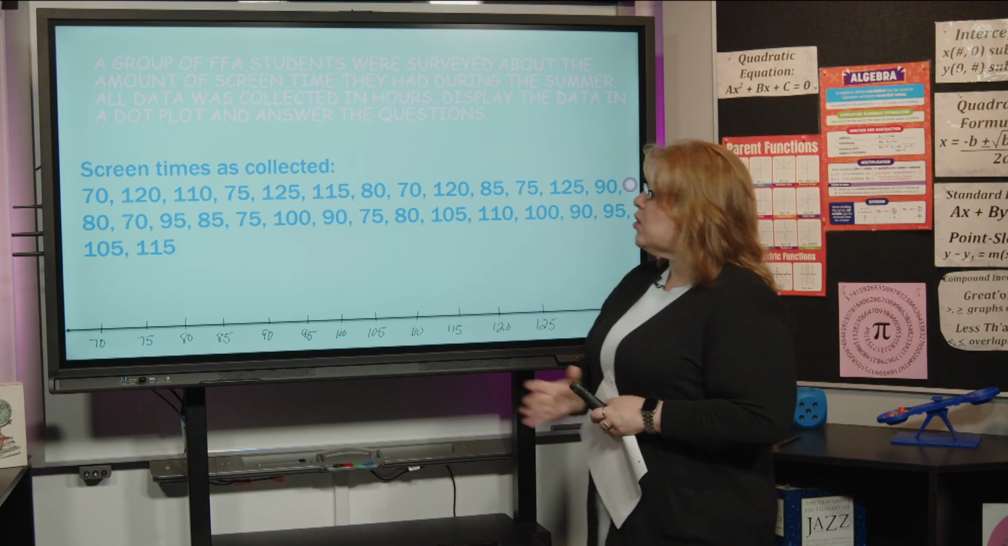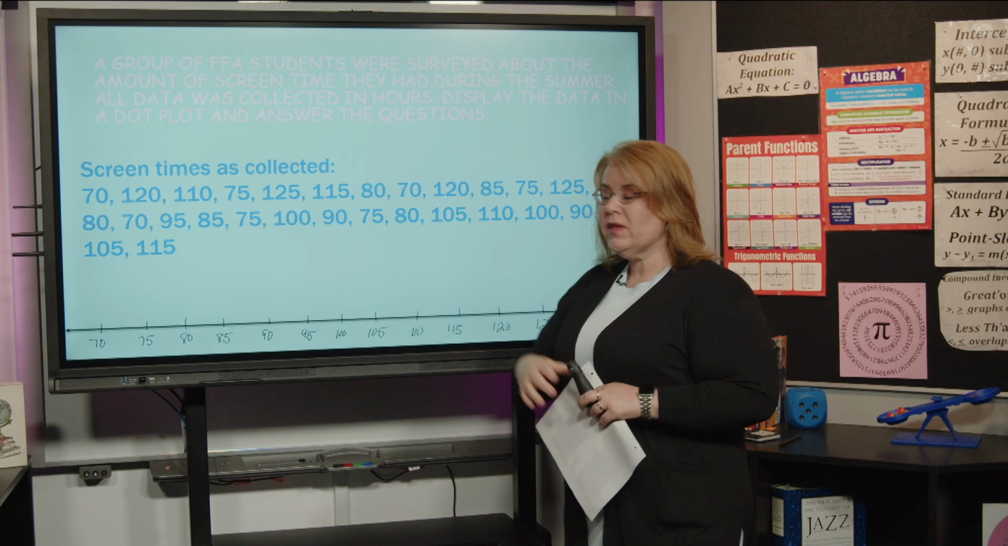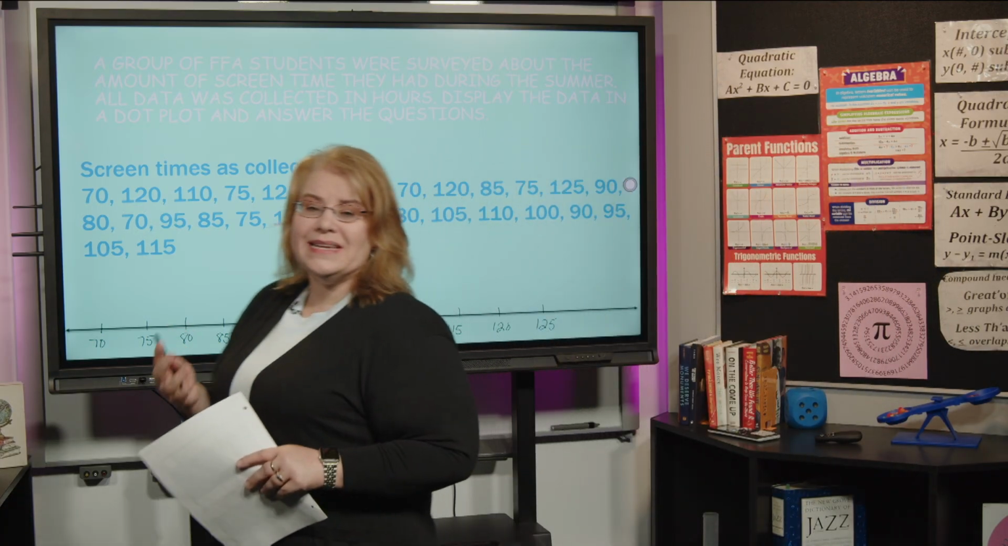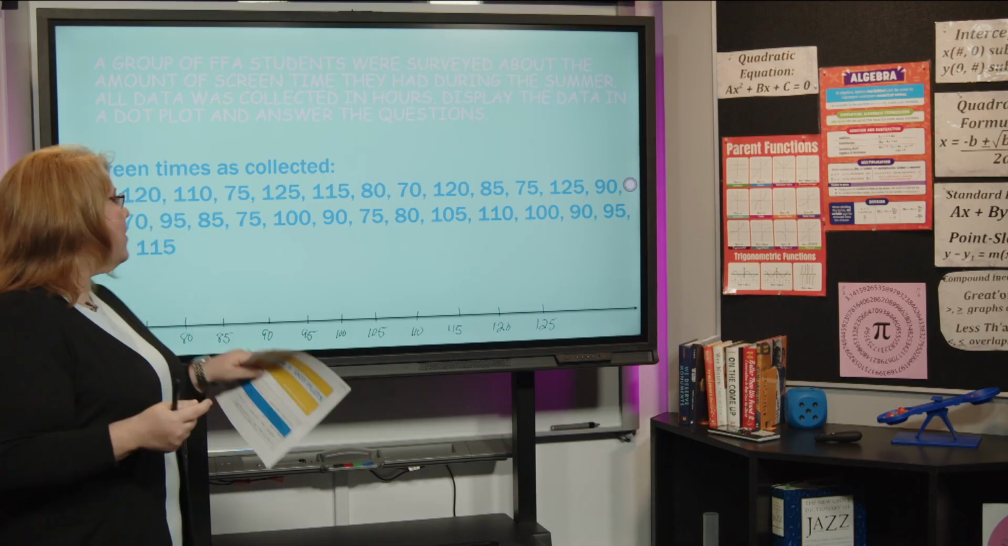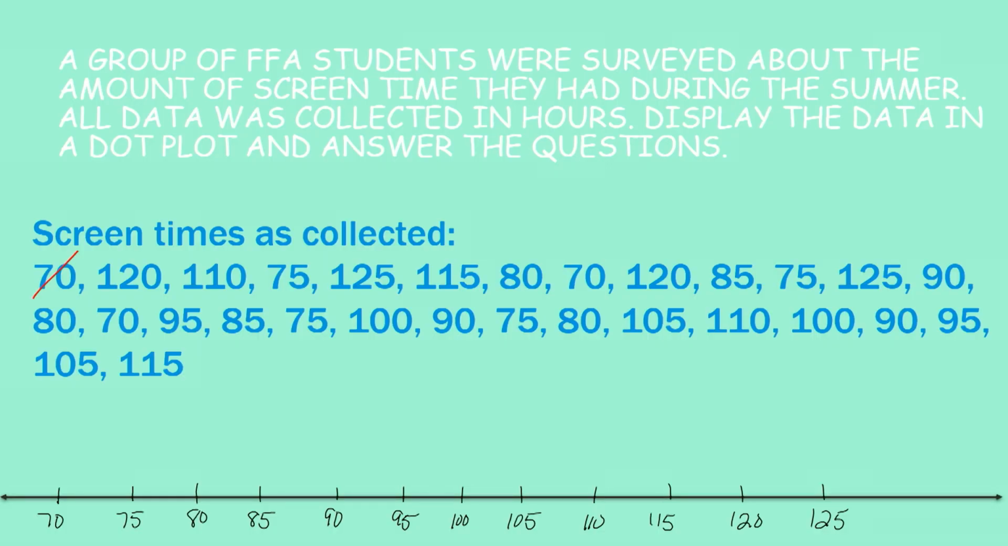So what we're going to do is put the screen time amounts on our dot plot. So let me show you how we're going to do this. The first thing I'm going to do is put a dot. Every time that I see a number, I'm going to put a dot over that amount. All right, so here we go. So I've got 70, so I'm going to put 1. I've got 120. I've got 110. I've got 75. I've got 125.